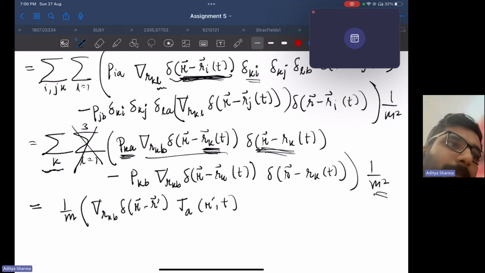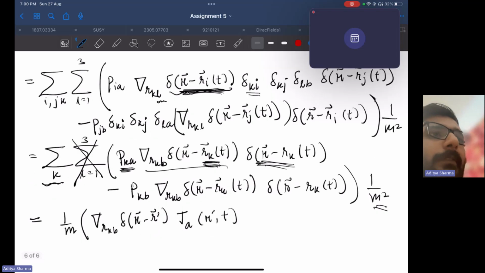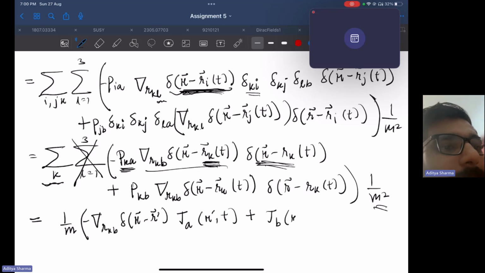Now there was an overall minus sign which I was talking about. So that will give a minus sign. Plus I will do the same thing here. I will have J_B(R prime, t), gradient of R_KB, Dirac delta of R vector minus R prime.